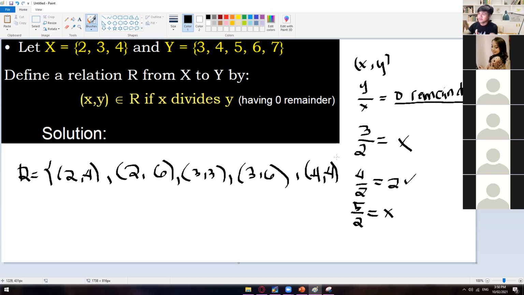No, sir. So as you can see, we have only formed 5 ordered pairs from this condition. So this is now our answer. 2 and 4 is in relation with each other. 2 and 6 is in relation with each other. 3, 3, 3, 6, and then 4, 4 are also in relation with each other. All right. So did you guys get it so far? Yes, sir.